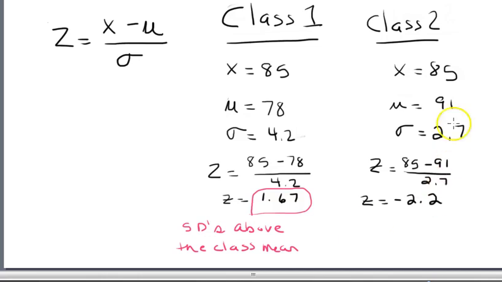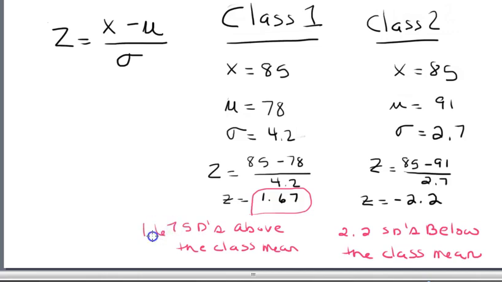In your friend's class, their score of 85 represented 2.2 standard deviations below the class mean. Now remember, yours was 1.67 above, and your friend's was 2.2 standard deviations below.